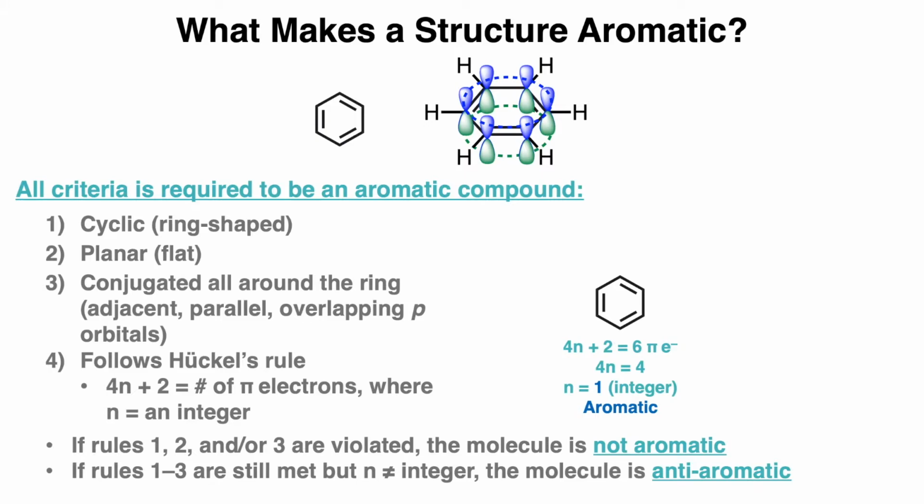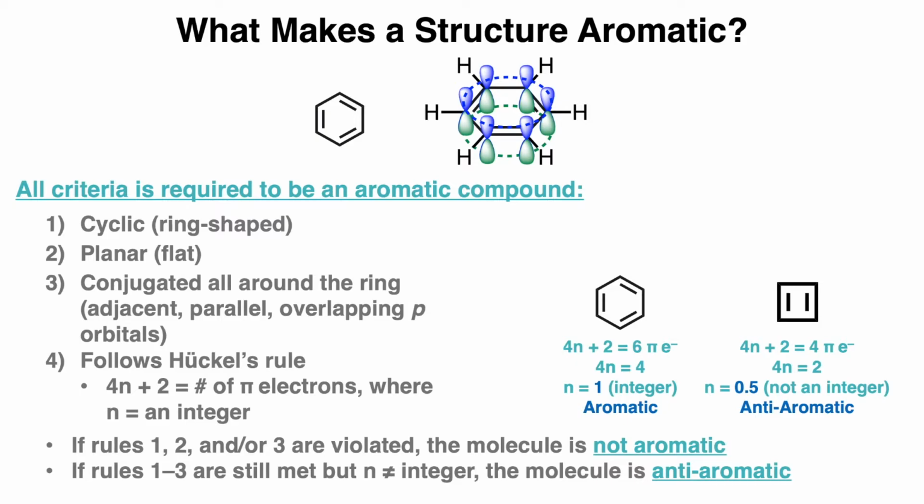But if rules 1 through 3 are still met, but n does not equal an integer, then the molecule is anti-aromatic. In the next example, cyclobutadiene contains 4 pi electrons, so we'll set the equation of 4n plus 2 equal to 4. When solving for n, we find that n equals 0.5, which is not an integer. This means that this molecule is anti-aromatic, even though it still fulfills rules 1 through 3.